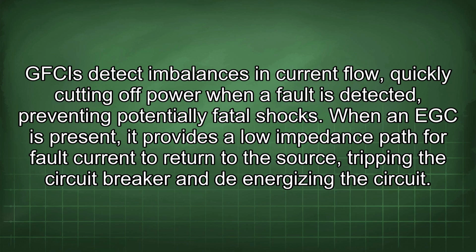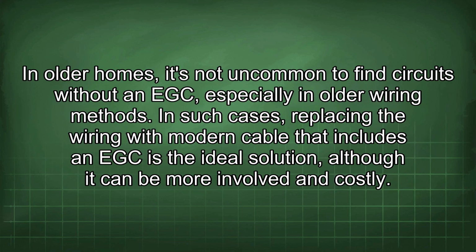When an EGC is present, it provides a low impedance path for fault current to return to the source, tripping the circuit breaker and de-energizing the circuit. In older homes, it's not uncommon to find circuits without an EGC, especially in older wiring methods. In such cases, replacing the wiring with modern cable that includes an EGC is the ideal solution, although it can be more involved and costly.